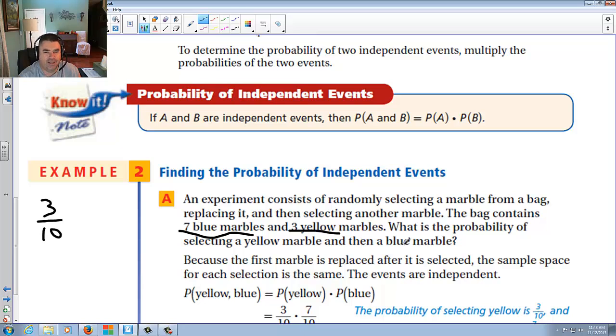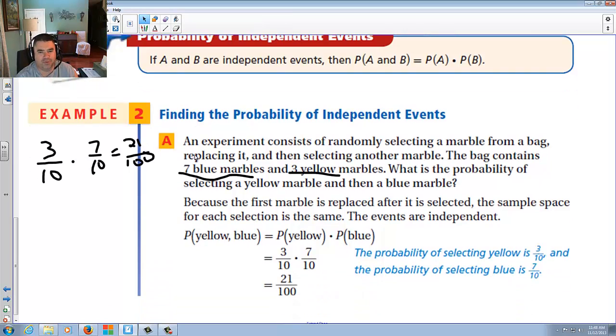Then, if you want to then land a blue marble, there are 7 blue marbles out of a total of 10. Therefore, the probability of landing yellow then blue is going to be 3/10 times 7/10, and when you run the numbers, it's 21 out of 100, or basically just a little more than 1/5. 21% basically, if it mattered that it was yellow then blue.